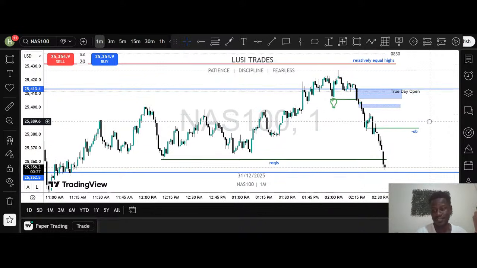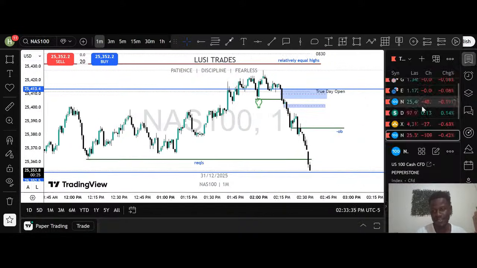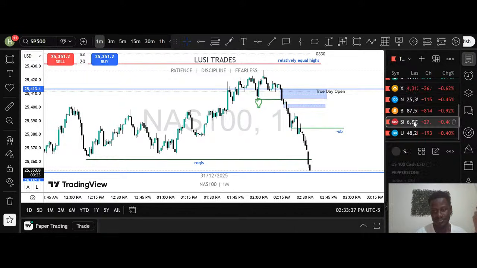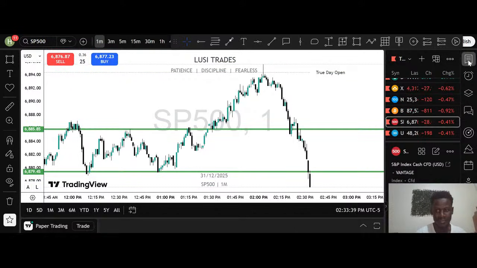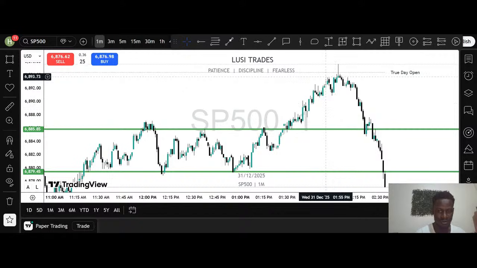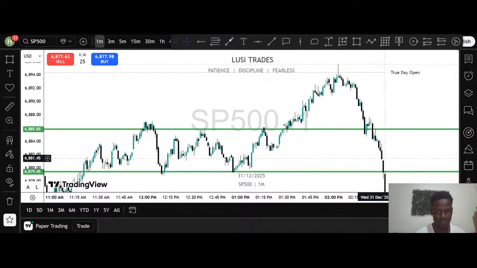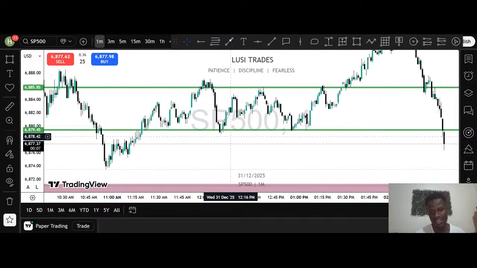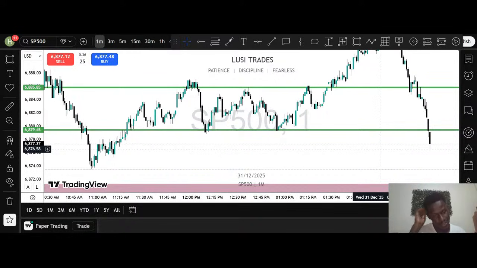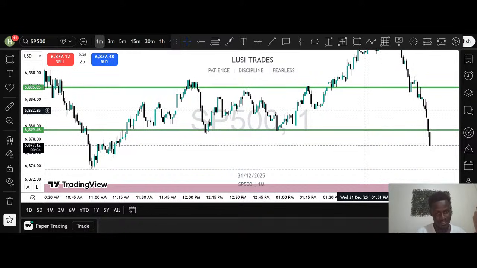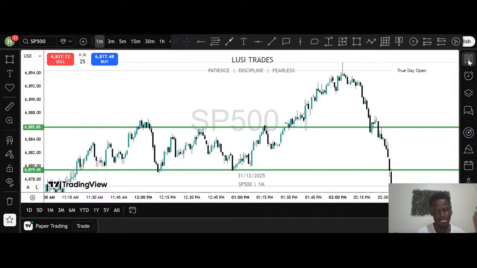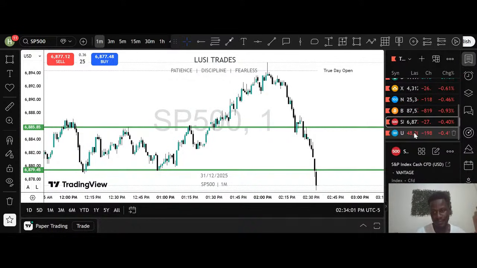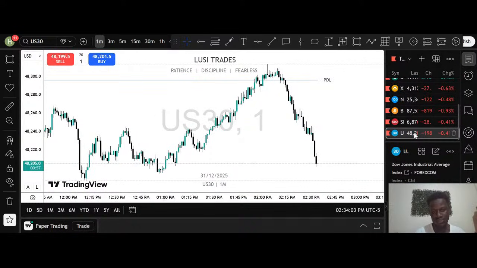Yeah. So let's look at the sister market, ES or S&P 500. Same thing: low, high, high, low, higher high, speed, distance, fair value gap, boom. So just rolling lower nicely. Relatively equal lows here, relatively equal lows. If you can understand what you're doing, then trading will all make sense.